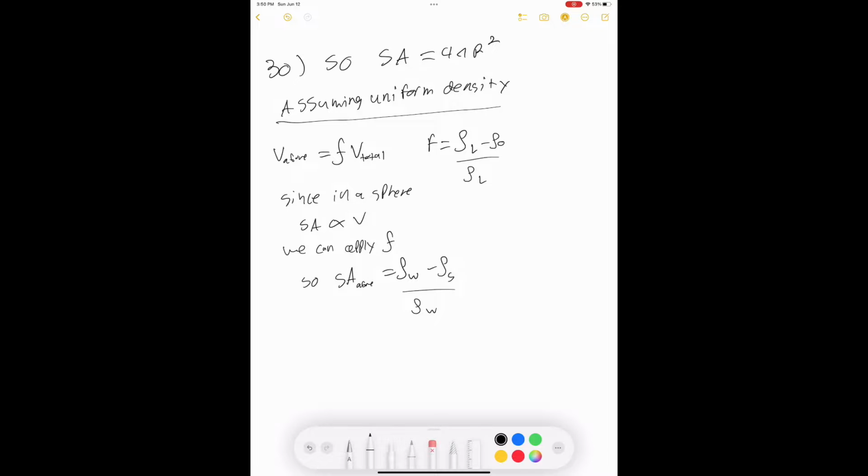So our surface area above is going to be the density of the water minus the density of our sphere, over the density of the water, times 4 pi r squared. So I think that's a pretty good way to derive the formula here.